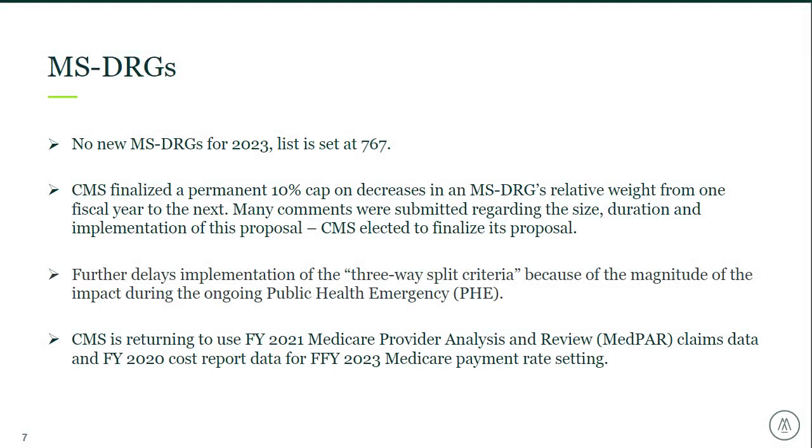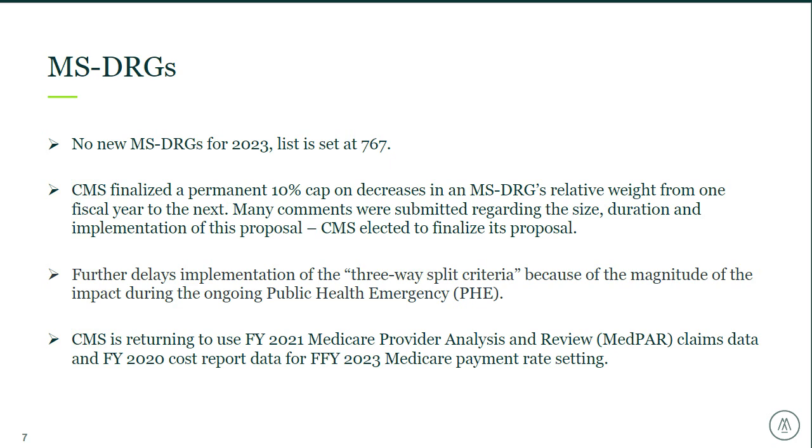So we're going to start out with going through a few high-level slides related to the changes to the DRGs themselves. Good news in that the DRG set remained constant. There were no changes proposed in the proposed rule that was finalized. So we're still at 767 DRGs. CMS did propose and finalize a permanent 10% cap on downward changes to relative weights.